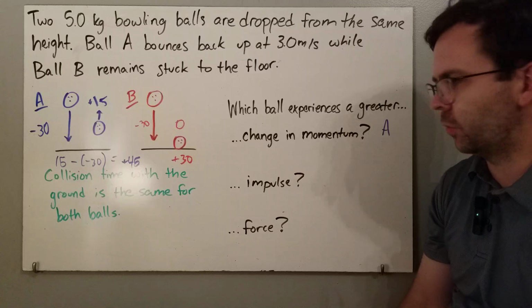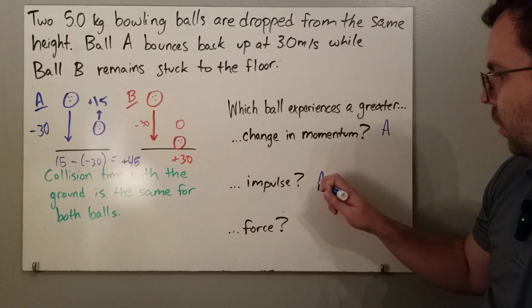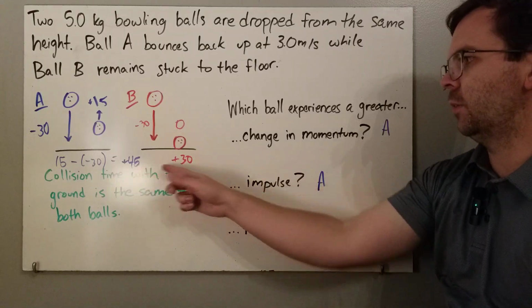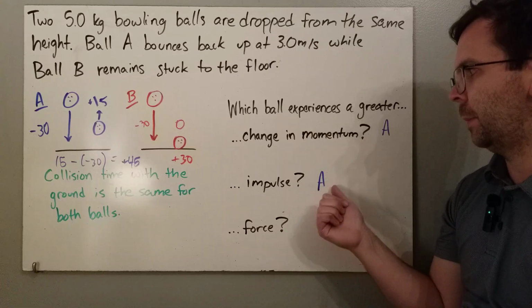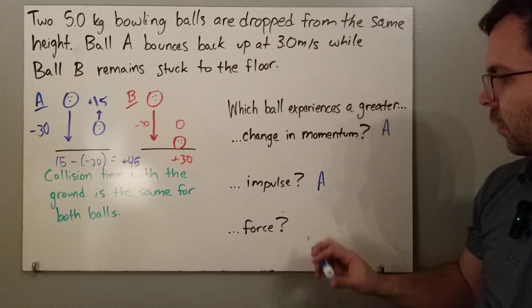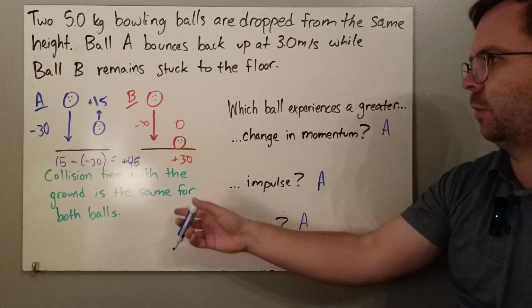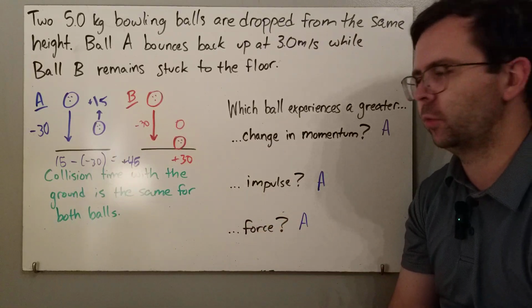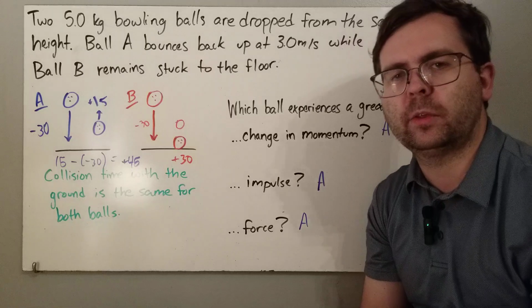And because of that, ball A also has a greater impulse exerted on it. 45 versus 30. And then the amount of force for ball A is also greater because it has the same amount of collision time with the ground. So that's all I've got for you in this video.